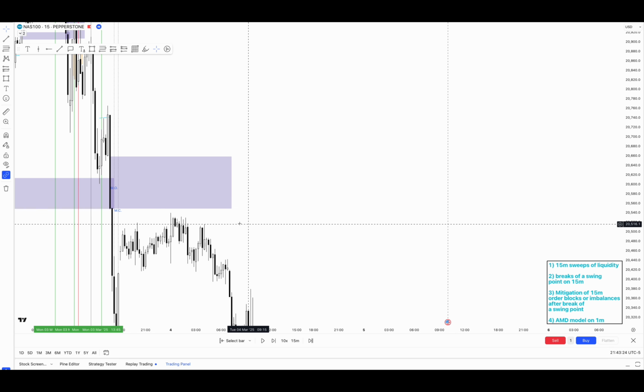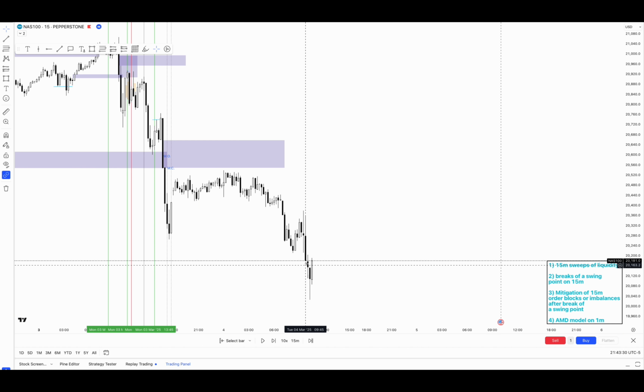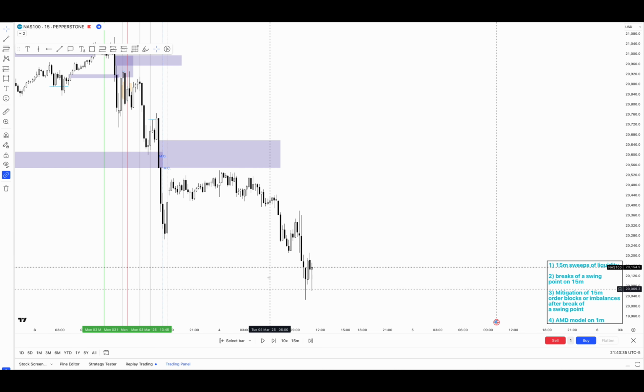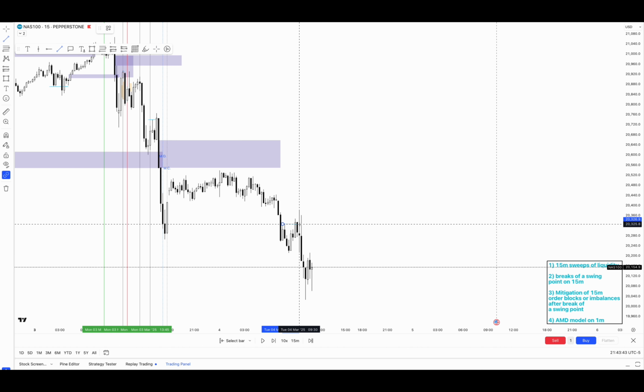Let's see, at this point, no areas yet of interest to play from. Maybe right here a little bit, but let's see what happens. Okay, right there. Let's see, I'll mark this part up. So it's a valid trade. It's in New York AM session, so let's mark it up.